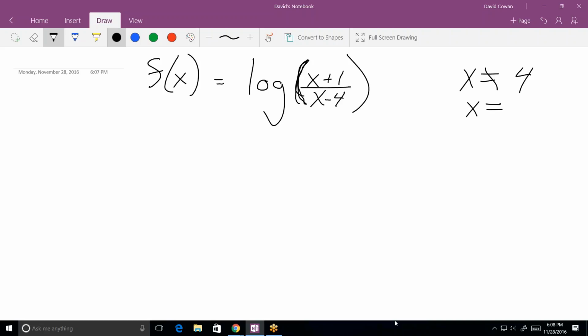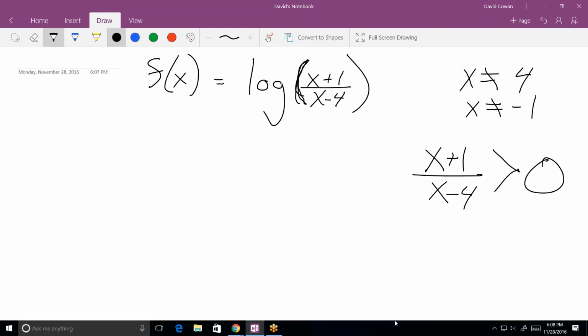x cannot be equal to negative 1. That would cause the whole argument to be 0. And that would mean you'd be taking the log of a non-positive number. And finally, x plus 1 over x minus 4 has to be greater than 0. That's not so easy to solve for.